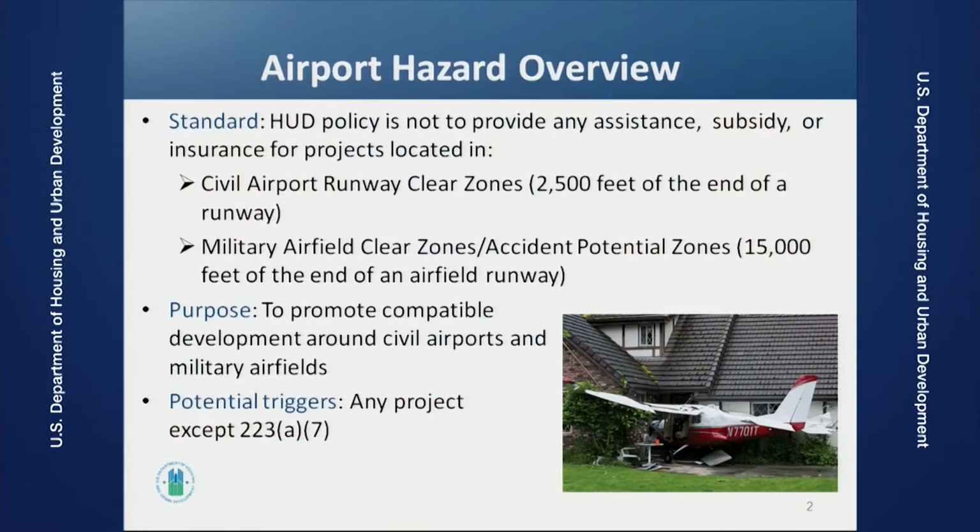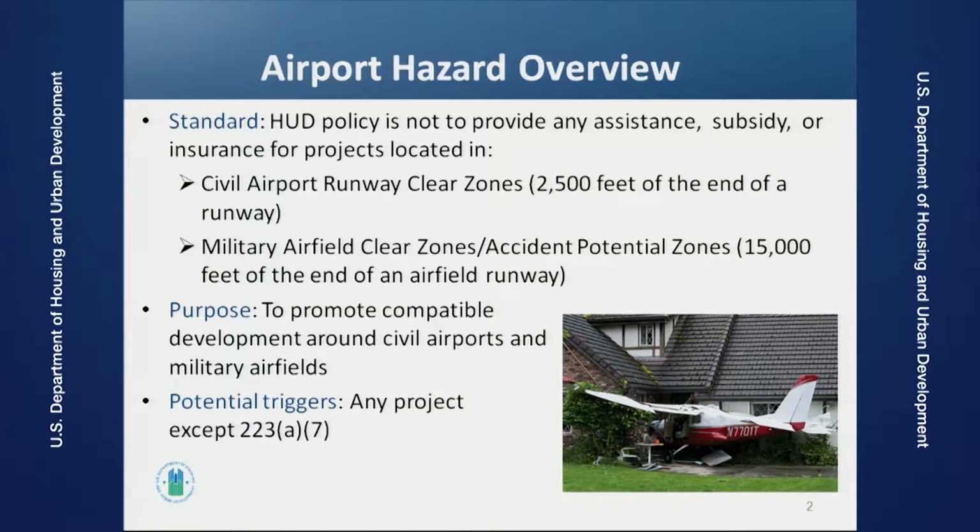Okay, just an overview of the airport hazards. It is HUD's policy to not provide any assistance, subsidy, or insurance for projects located in an airport runway clear zone, which is 2,500 feet off the end of a runway of a civilian airport. Also, 15,000 feet off the end of a military airport is the military airfield clear zone and accident potential zones. Now, the purpose is to promote compatible development around civil airports and military airfields.